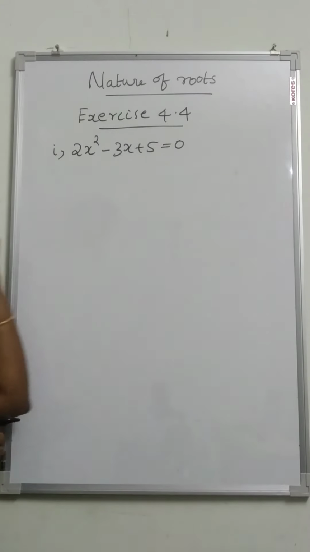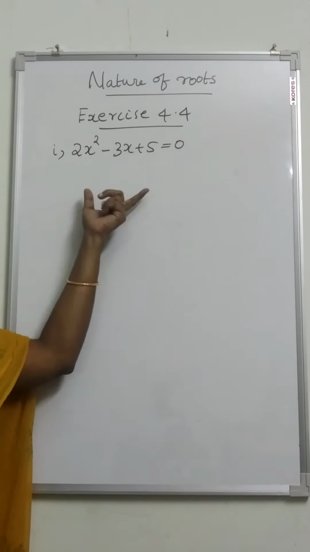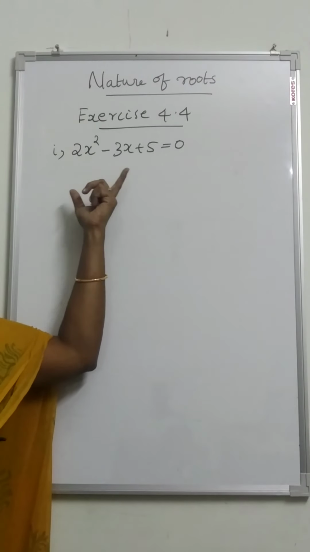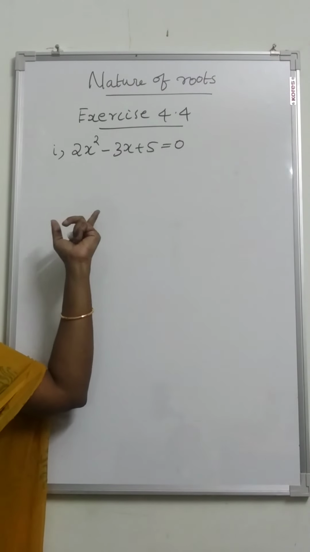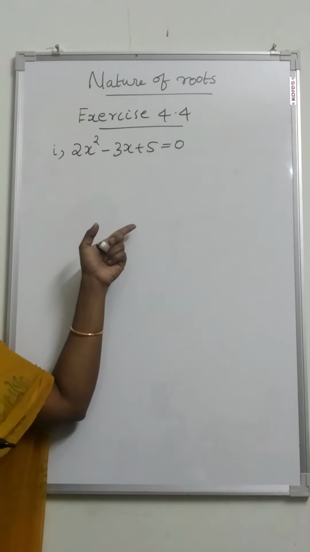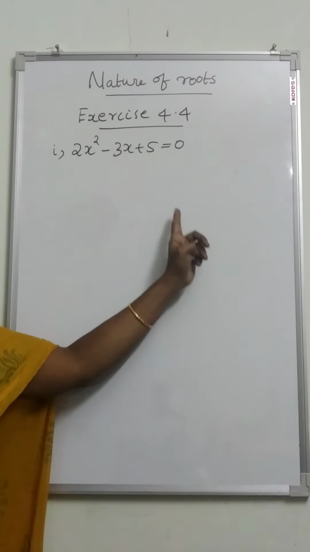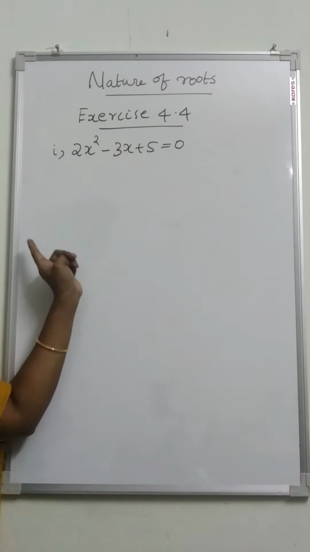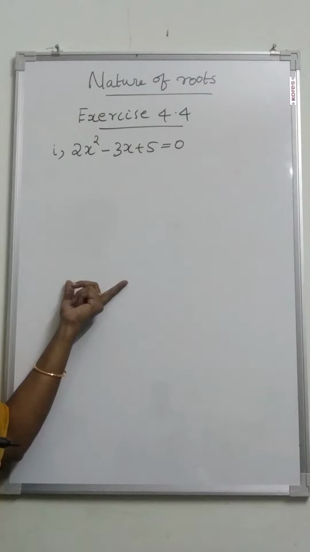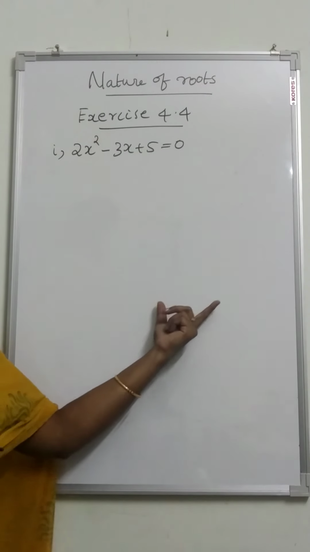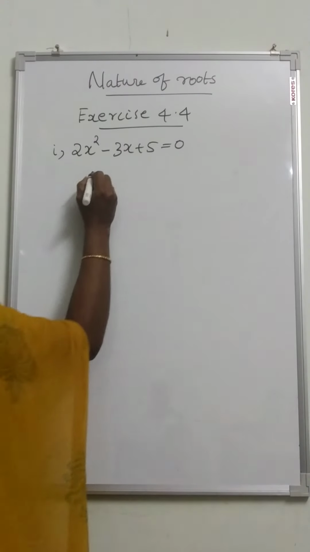First you have to find whether the roots exist or not. For finding the existence of the roots, we have to find the value of b square minus 4ac. b square minus 4ac, as I told you earlier, is called the discriminant of the equation. Then find the discriminant of this equation. If b square minus 4ac is greater than 0, it has two distinct real roots. If it is equal to 0, it has two equal real roots. And if it is less than 0, the roots do not exist.